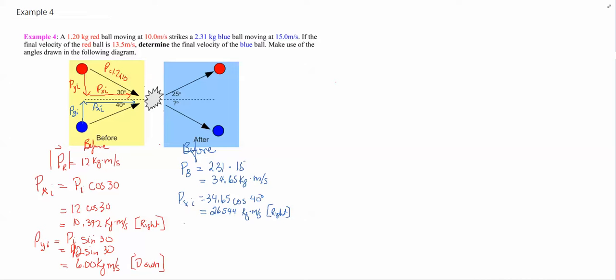Then if we do the blue ball in the y direction, we take 34.65 times the sine of 40 degrees, and that gives us 22.275 kilograms times meters per second upwards.